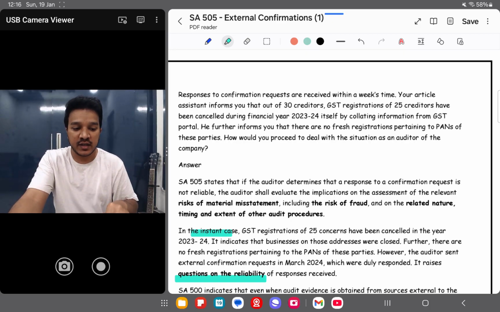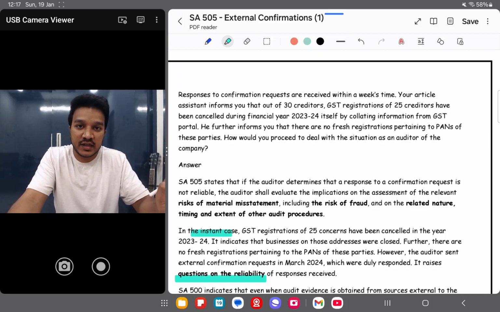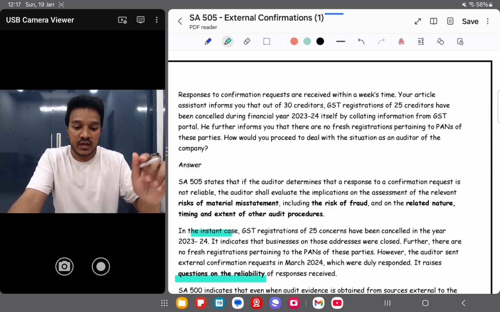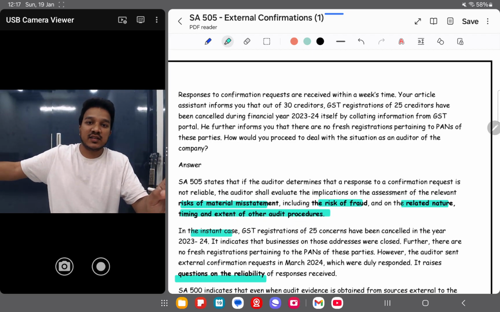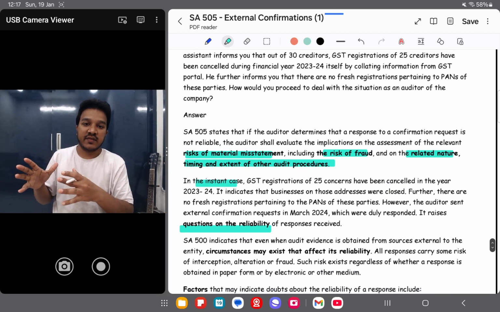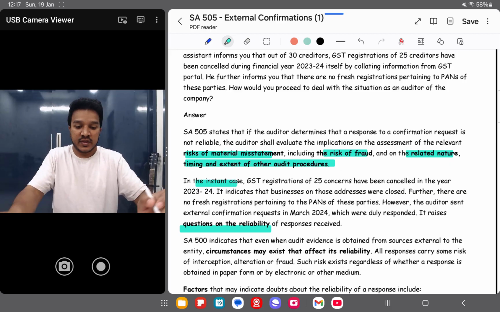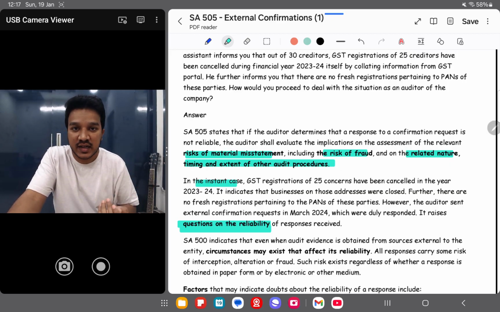First of all, you have to write that when there is a doubt about the reliability of the confirmations, the auditor has to evaluate the risk of material misstatement, including risk of fraud, and also the nature, timing and extent of other audit procedures. The auditor has to evaluate these factors first and foremost. Then you write whatever is given in the facts of the case and say that it raises questions about reliability, so the auditor cannot rely on the confirmations received.